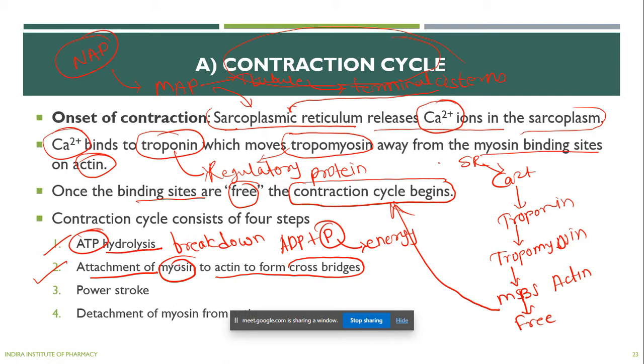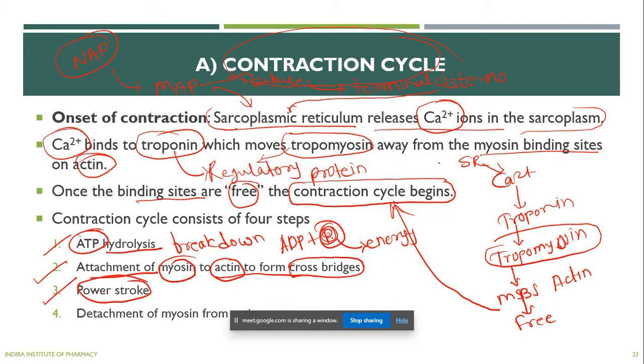The second step is attachment of myosin to actin to form cross bridges. Myosin, in the absence of this phosphate group, is in a relaxed state. But when the phosphate group binds to the myosin, the myosin head gets energized and binds to the actin, which has free myosin binding sites on it due to removal of tropomyosin from them. Once the myosin heads bind to the myosin binding sites of the actin, they form cross bridges.